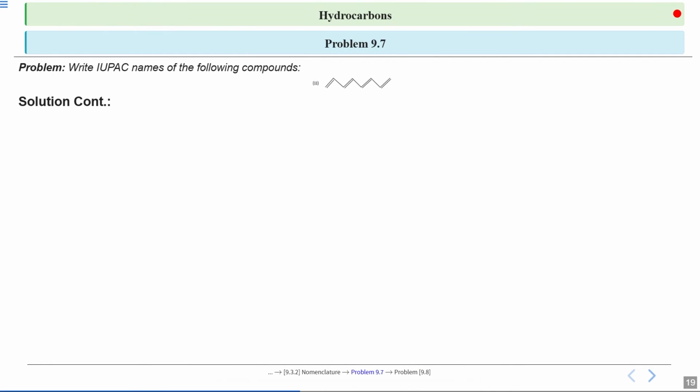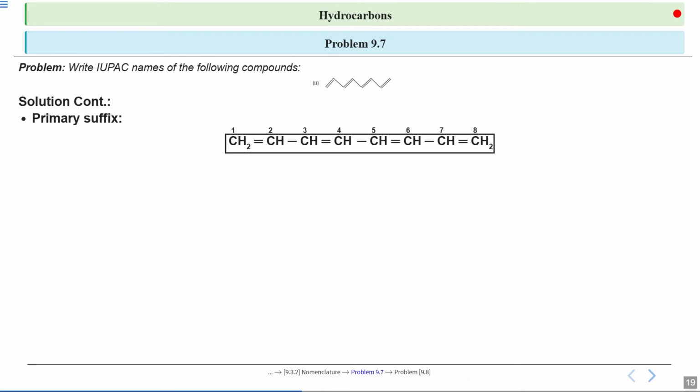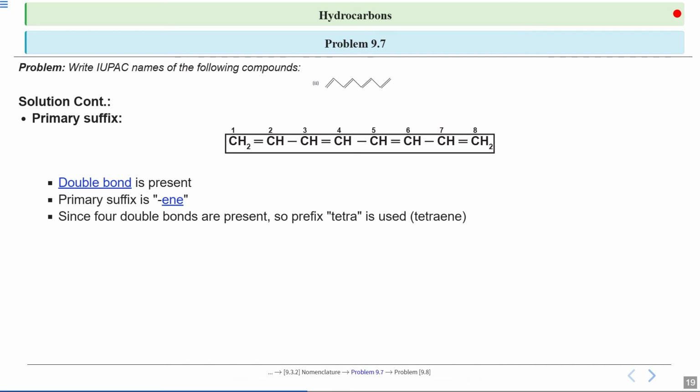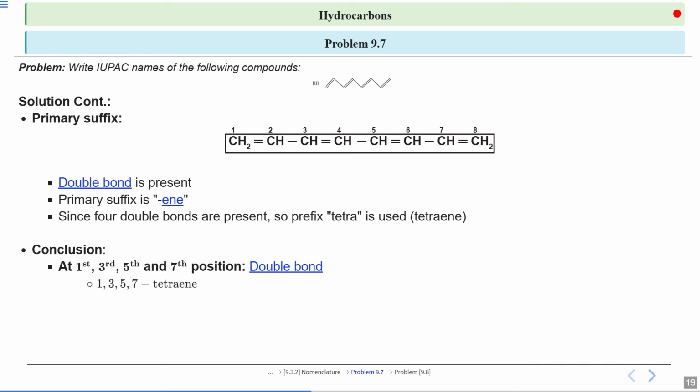Now continuing with the next step. What is the next step? It is giving the primary suffix. The double bond is present, so the primary suffix will be -ene, which is E-N-E. Since 4 double bonds are present in the given compound, you have to use the prefix tetra. Therefore, it will be tetraene. Apart from this, you also have to decide the position of these double bonds. We have already seen this. It is 1, 3, 5, 7 with commas, then dash tetraene. This clarifies the position of the double bonds. Moving on to the next step.